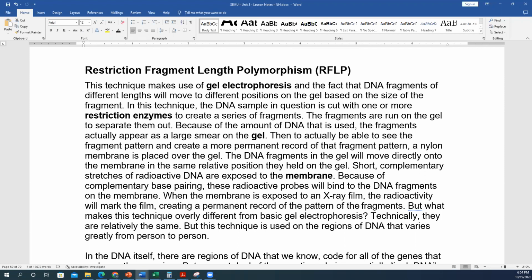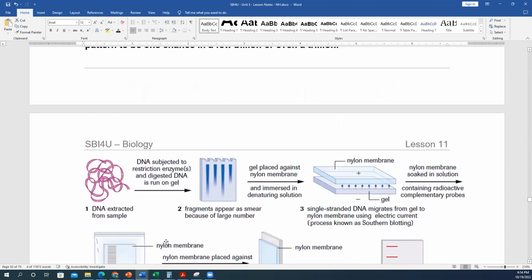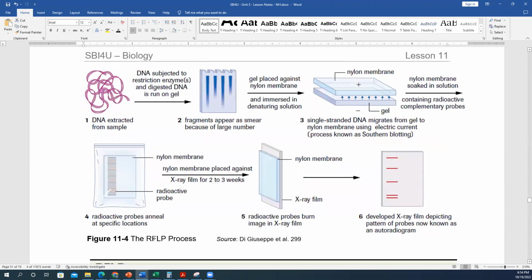But in this technique, the DNA sample in question is cut up with numerous restriction enzymes to make a series of fragments. And then these fragments are run out on the gel to separate them out. Because of the amount of DNA that's used, the fragments actually show up as a bit of a smear on the gel. So actually, let me bring up the image here. This picture shows the RFLP process.